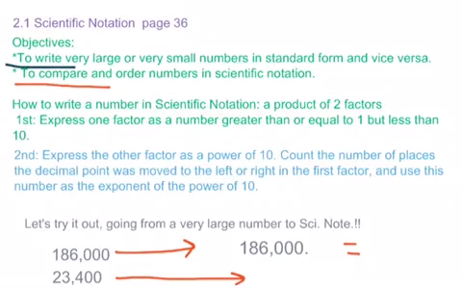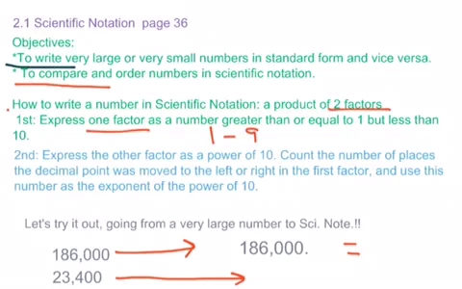Okay? How to write in scientific notation with a product of two factors. Your first job is to express one factor as a number greater than or equal to 1 but less than 10. So it's going to be numbers from 1 to 9. Second, express the other factor as a power of 10. Count the number of places the decimal point was moved to the left or to the right in the first factor, and use this number as the exponent of the power of 10.